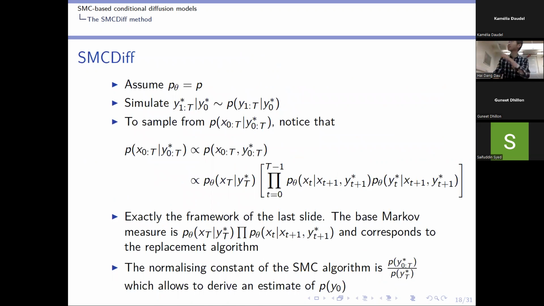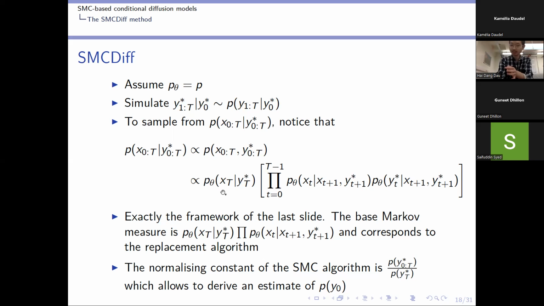So let's come back to SMCD. Again, I'm assuming that my neural network learned the distribution perfectly. First I proceed as I have done before: I simulate y_{1:T}^star given y0 star by the forward dynamic. Then to sample from p(x_{0:T} | y_{0:T}^star), which is what I want, I notice that the distribution is proportional to the joint, and that joint I can decompose backward. I start from xT given yT star. This is just the backward decomposition: you start from time capital T, then go to T minus 1, T minus 2, and at each time you condition with the latest observation. So now you have a Markov measure that you can simulate.